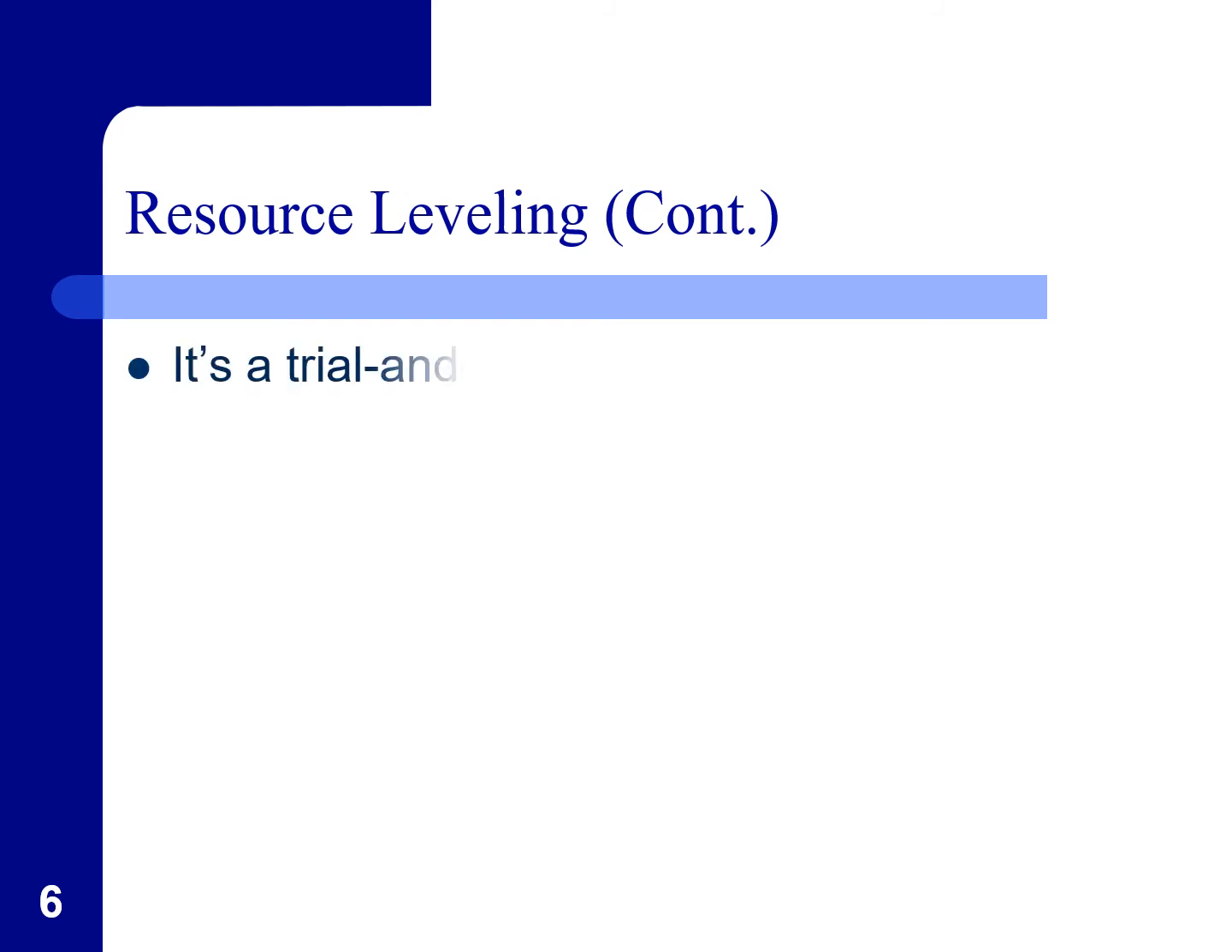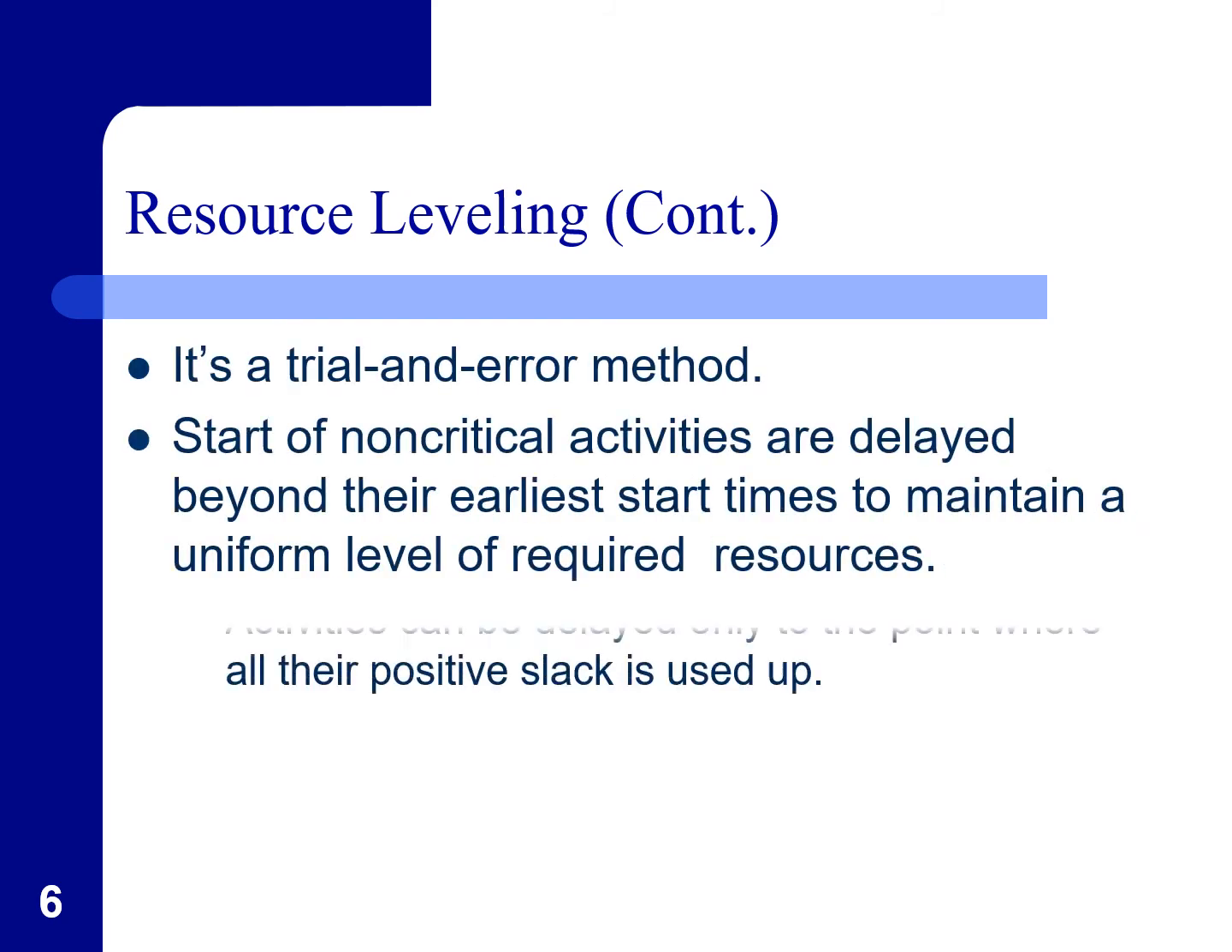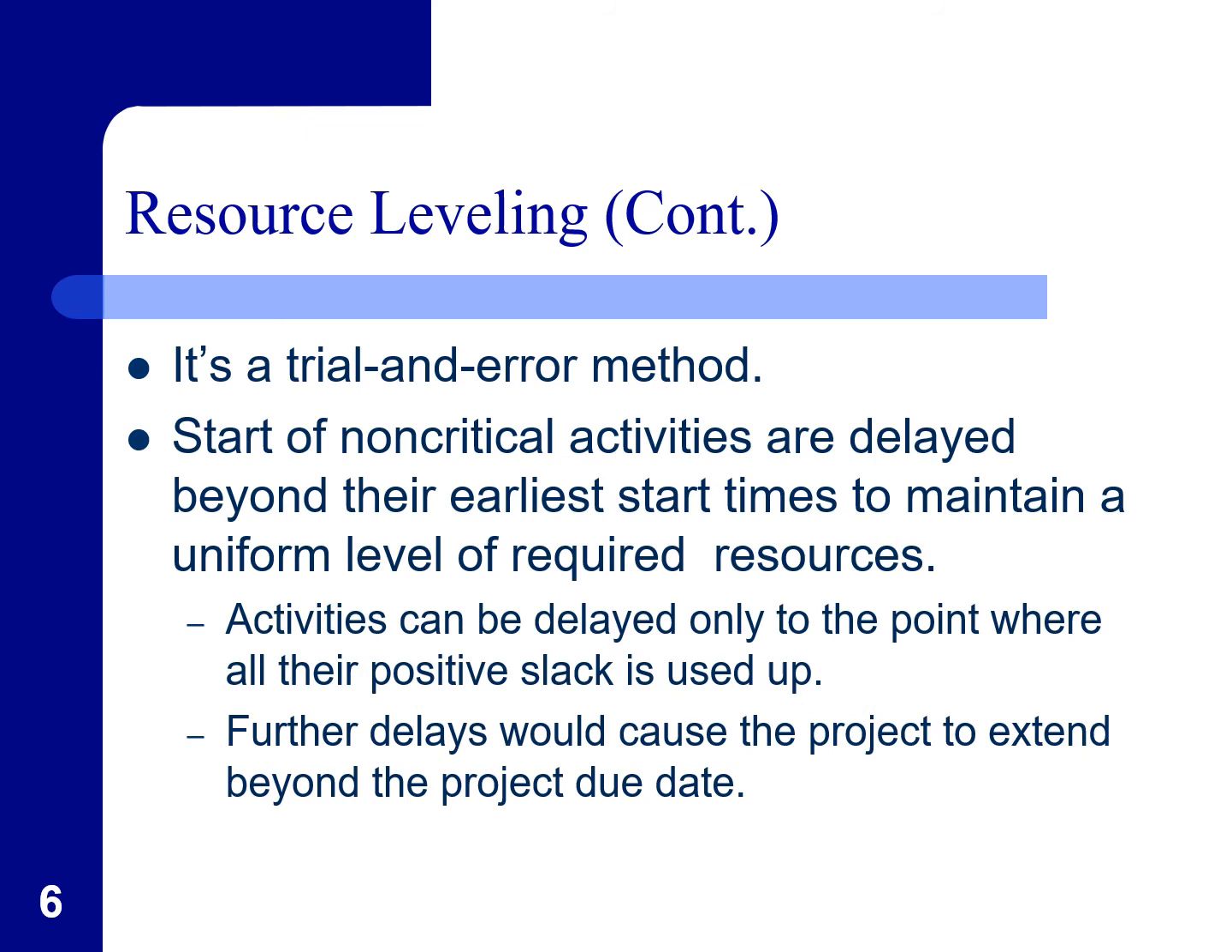Okay, so it is a trial and error method. You need to try and error. You start off with non-critical activities; if non-critical activities are delayed beyond their earliest time, you can perform this resource leveling. An activity can be delayed only up to the point where its positive slack is used up. Further delays will cause the project to extend beyond the project due date.